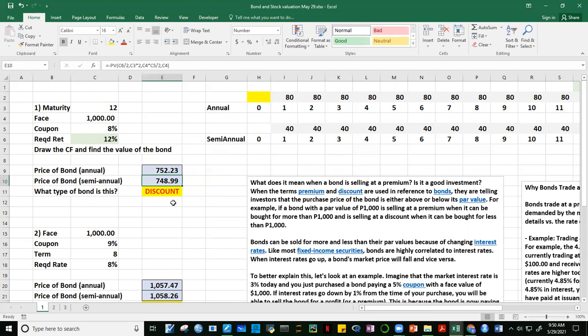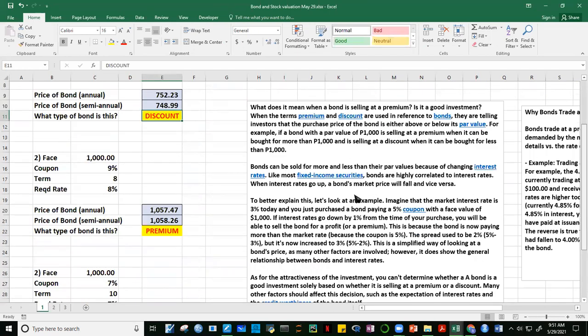So what does 752 mean? It means that if you're the investor and you're being offered this bond, okay, 12 years, 1,000 face value, coupon rate is 8%, and if you know that the prevailing market rate is 12%, then you should not be willing to pay for this at 1,000. Okay? Because the promised return, which is the coupon rate, is lower than the prevailing market rate. Okay? Malulugi ka, no? Kung bibilhin mo to at 1,000, which is the face amount. No? Dapat, you should only be willing to pay for this at a price lower than the 1,000. Okay, and that's why it's called a discount bond.